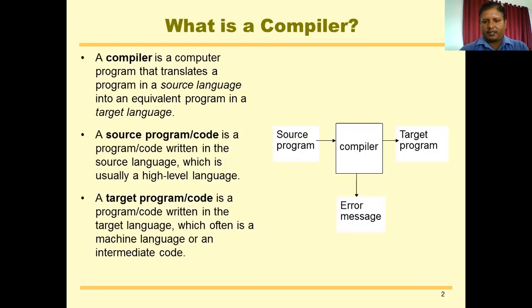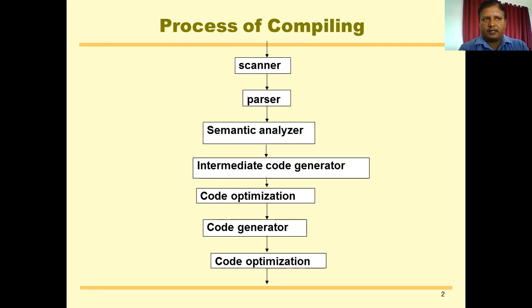The compilation process is carried out in 6 different phases: lexical analysis, which is called the scanner process, syntax analysis, which we call the parser process, semantic analysis, intermediate code generation, code optimization, and code generation. Each and every stage has its own level of work.